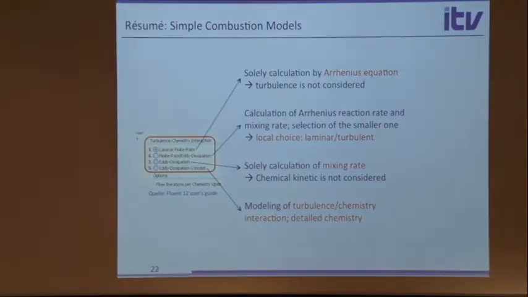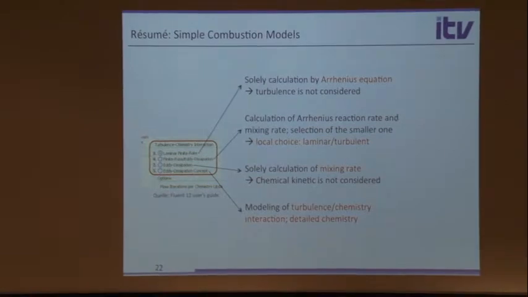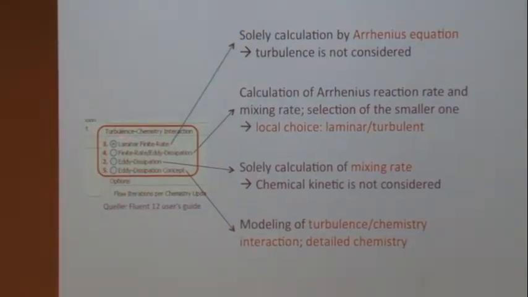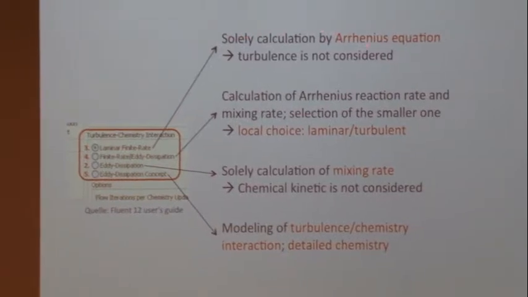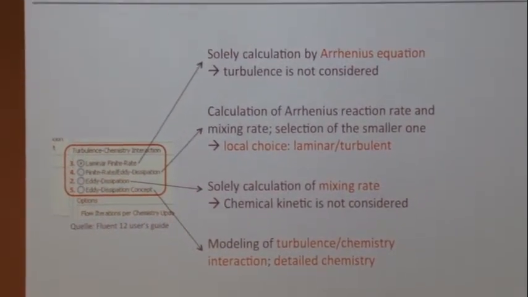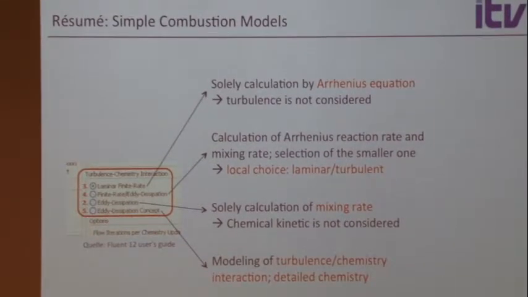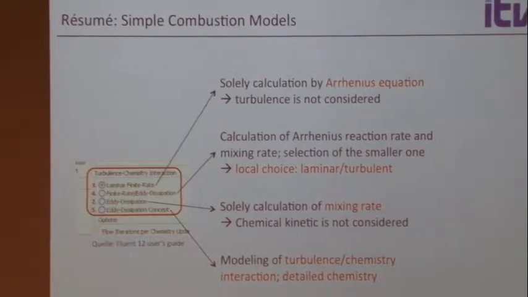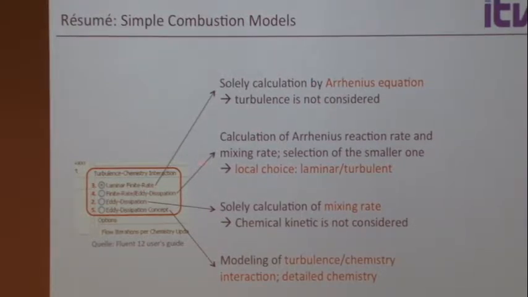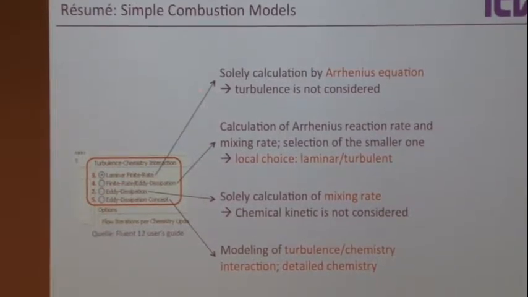Okay, so maybe here to summarize, there is this laminar finite rate chemistry model where you only solve the Arrhenius terms with a mean. That is good for infinitely fast mixing, very slow chemistry, but maybe not otherwise for typical combustion processes.